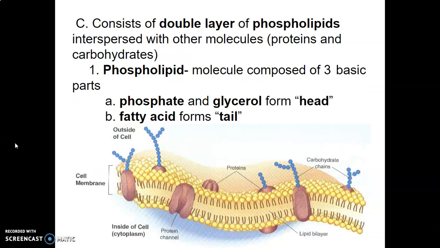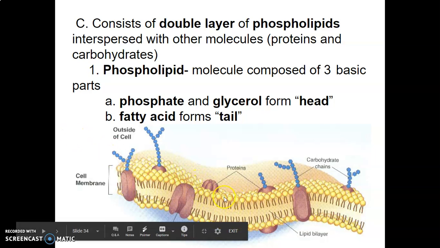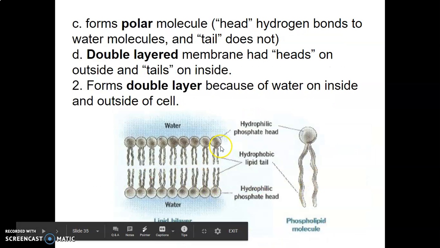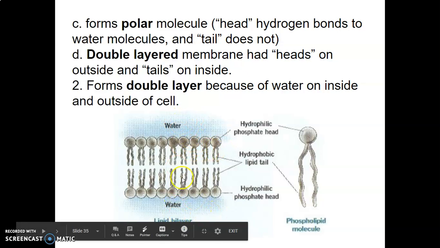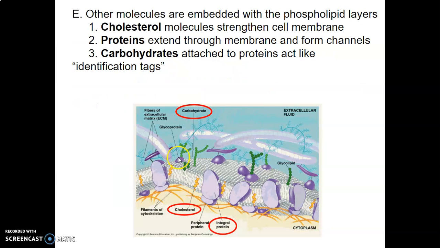Then we can see it's a phospholipid bilayer. We see these little phospholipids with the heads and then the tails right here. It's the two-layered bilayer. Okay, it makes up two layers. This cell membrane completely surrounds the cell. The heads are attracted to water, whether that's outside the cell or inside the cell. And then the tails are hydrophobic, so they don't go to it.